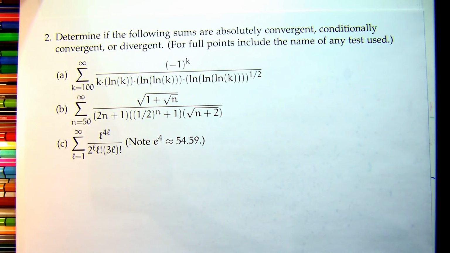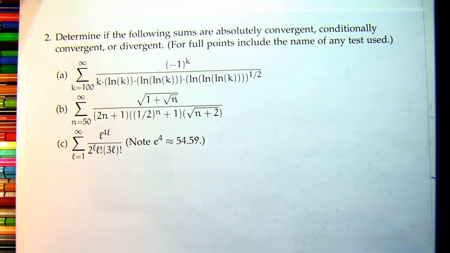Determine if the following sums are absolutely convergent, conditionally convergent, or divergent. Now, for full points, include the name of the test if I use any test. Okay. Now, if I don't want full points, I can skip the name of the test. But remember, got to get them all. Do the work. Follow the instructions. If a problem says you don't have to justify your answer, don't justify your answer. On the other hand, if a problem says you have to justify your answer, you should justify it. Pay attention.